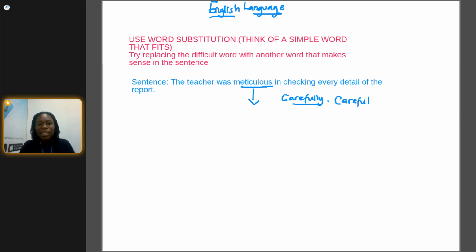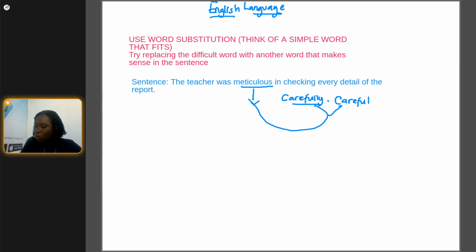So you can easily substitute both of these words for meticulous. So you can have it as the teacher was carefully checking every detail of the report, or the teacher was careful in checking every detail of the report. That means you have successfully substituted careful for meticulous. Do we get that? So that's like substituting.